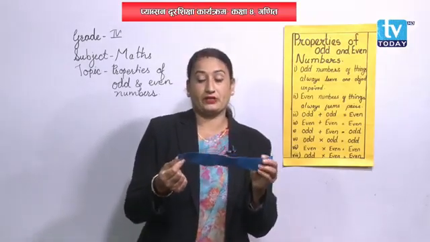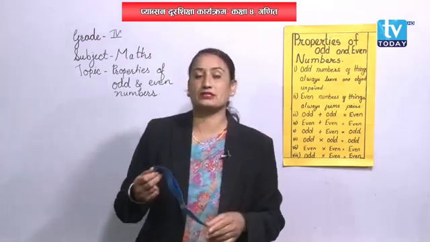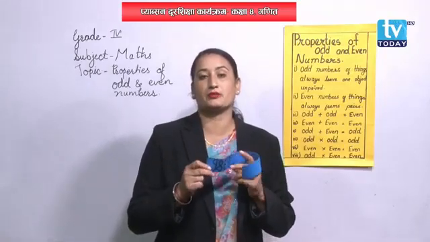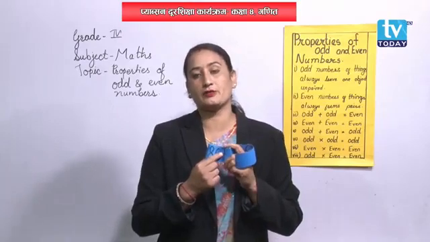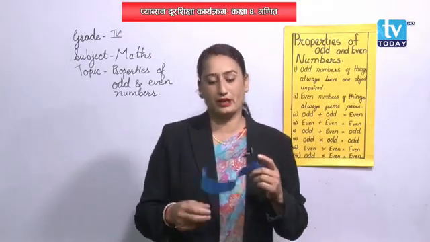Is 9867 even or odd? Can you say me? Is 9867 an even number or an odd number? It is 7 in the last digit, right? That is an odd number. So we can call it an odd number.